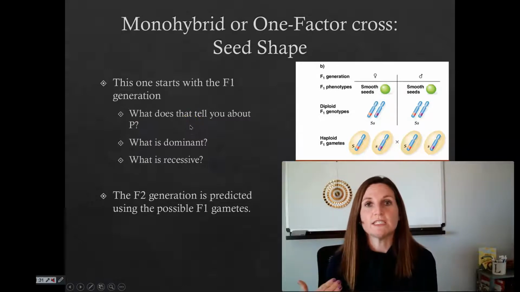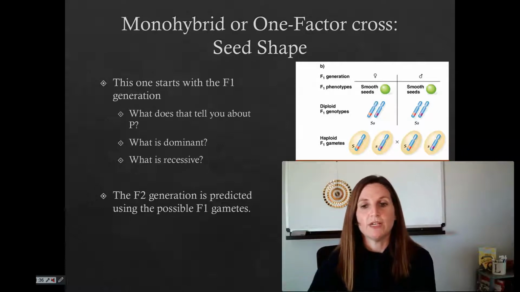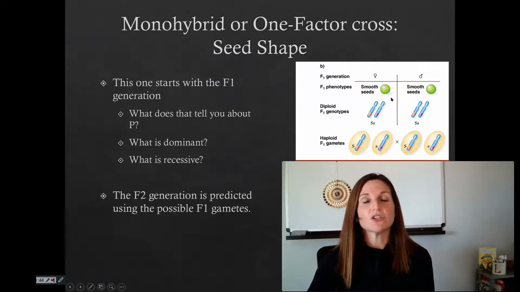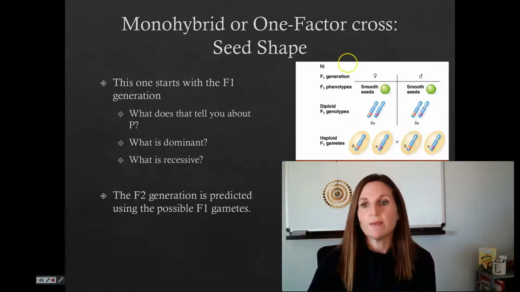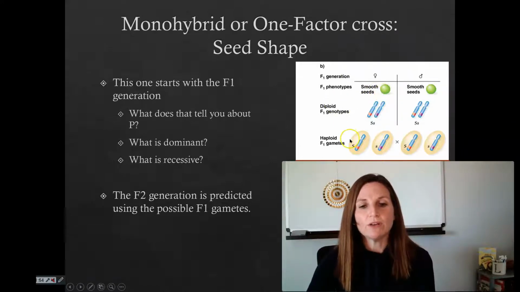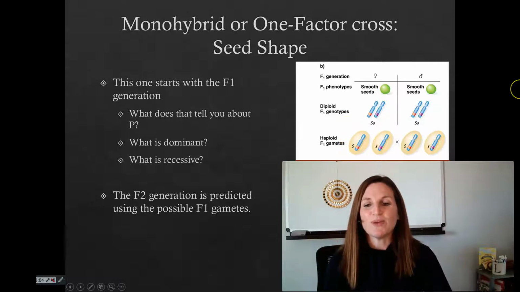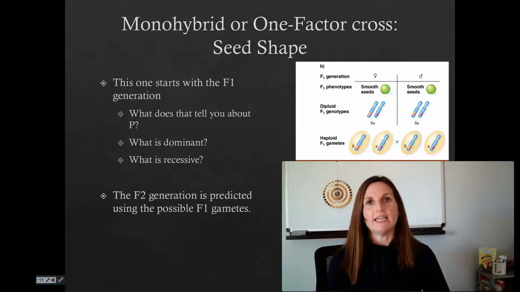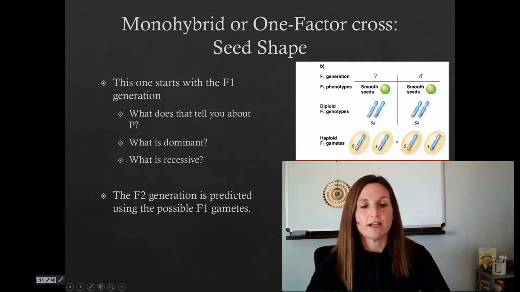The parental generation needs to be one true breeding smooth seed with one true breeding wrinkled seed. So that's kind of what we're getting from this first cross. What is dominant? Well, whatever factor shows up in our F1 generation, that is the dominant phenotype. So we expect that dominant is smooth. And so that means that wrinkled is going to be recessive. So we have now two heterozygous smooth plants. And so the question is, what will we see in the F2 generation? So let's take a look.